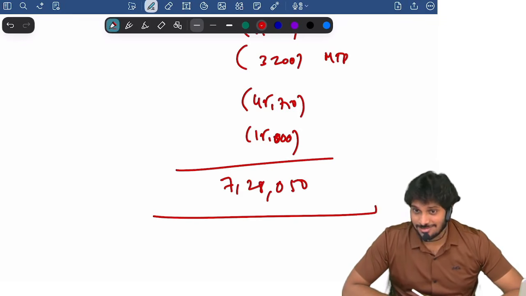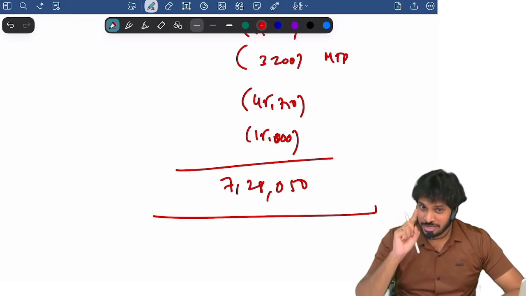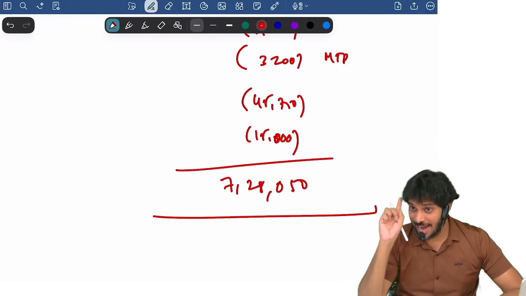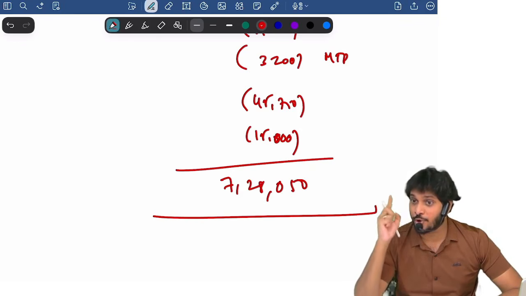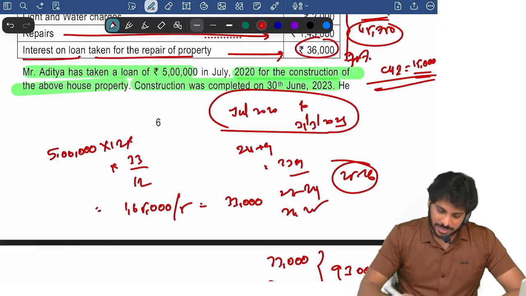Fantastic question, actually. Because that PCPI point will be there only in house property. It won't be there in PGBP, because in PGBP, up to the construction completion date, whatever interest is incurred will be added to the cost. Explanation 8, borrowing cost, section 43(1). Okay, that's it.